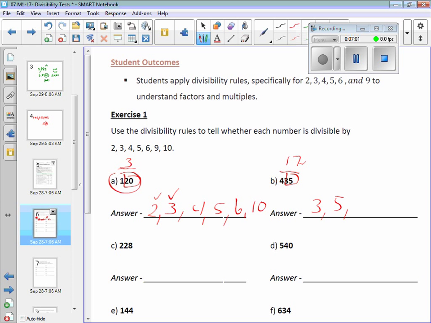What about 10? No. Doesn't end in a goose egg. Done. We'll do one more together. 228.